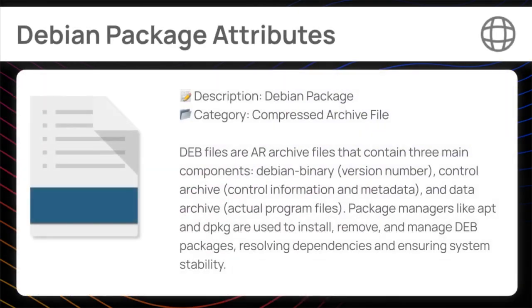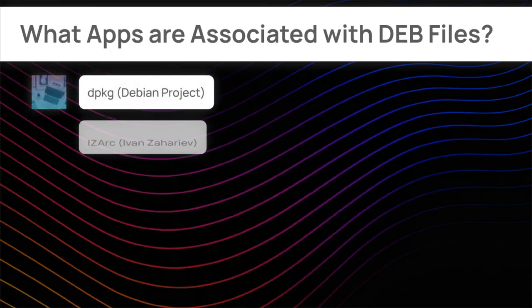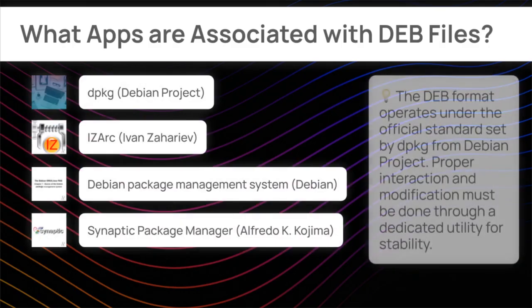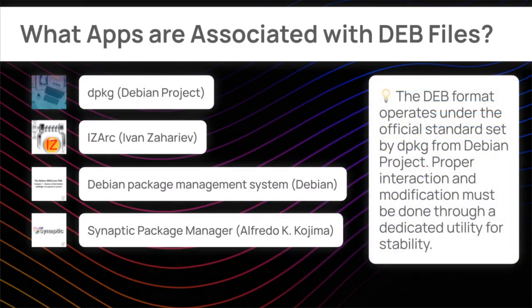DEB files are AR archive files that contain three main components: debian-binary, the version number; control archive, control information and metadata; and data archive, the actual program files. Package managers like apt and dpkg are used to install, remove, and manage DEB packages, resolving dependencies and ensuring system stability. Official support for DEB is primarily provided through dpkg from the Debian project. Proper interaction and modification must be done through a dedicated utility for stability. Windows provides limited archive support, so proper access relies on decompression software.